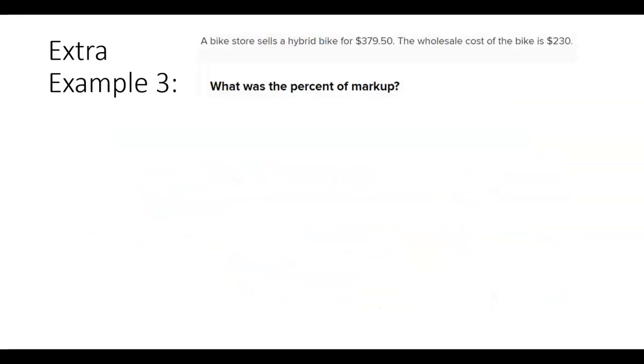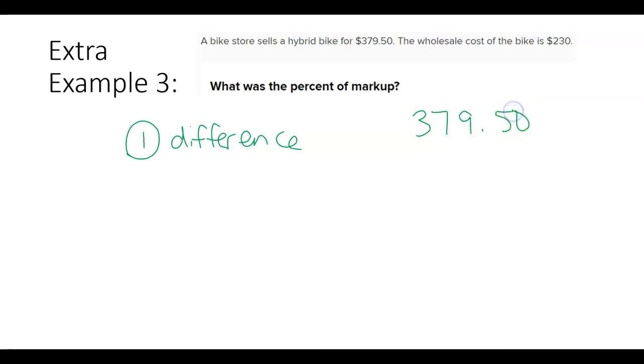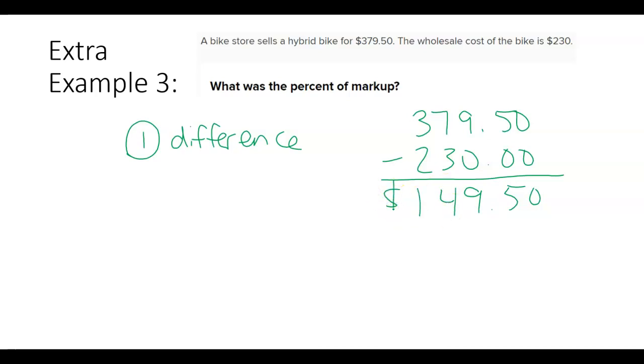Let's look at another example. A bike store sells a hybrid bike for $379.50. The wholesale cost of the bike is $230. So step number 1, we need to find the difference. So we will do $379.50 and subtract $230. So our difference is $149.50.